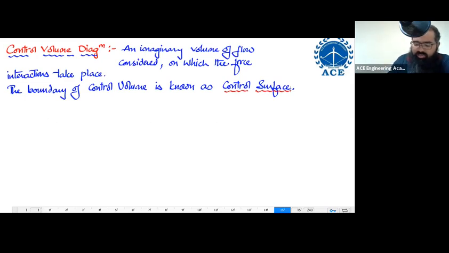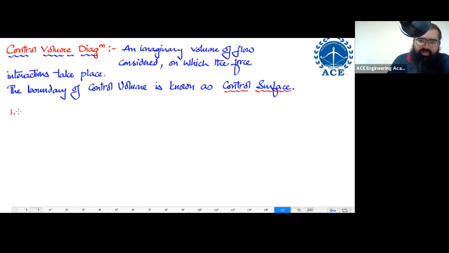Now we are going to see the rules for drawing the control volume diagram. There are some rules that you have to follow in order to draw a control volume. By control volume, just imagine it is something like a free body. Our subject's free body is called control volume.